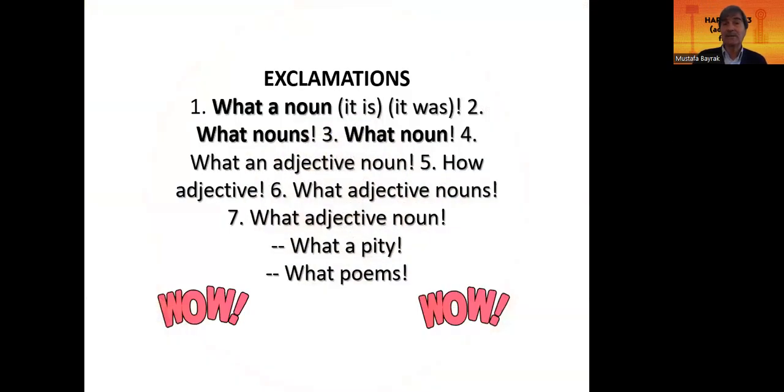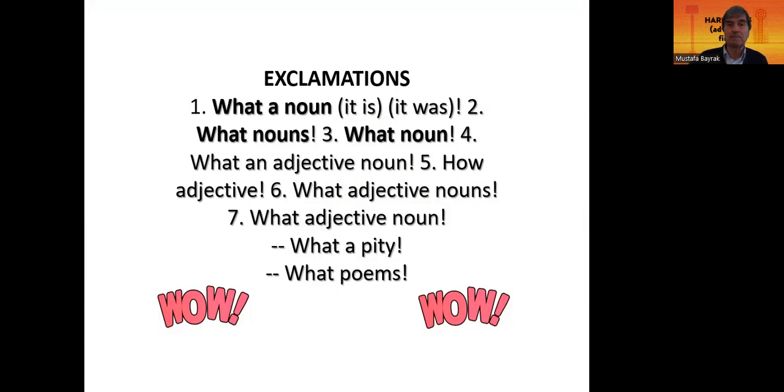Exclamations, yes, exclamations with question words and a noun like this. What a noun, for example. What a noun. What a tree. What a flower. What an insect. What a bee. What a bird. Yes, what a book. What an article. What a novel. What a story. Yes, the rest of it, it is. What a story it is, it means. Or what a story it was. Okay. We read a story yesterday, and what a story it was!